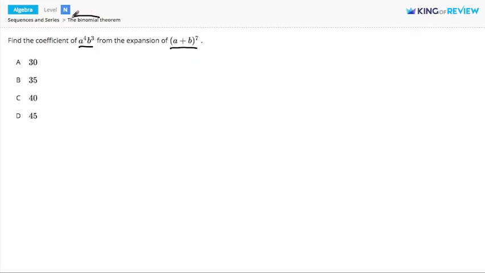Instead, we can use a shortcut called the binomial theorem, which is named after the fact that a plus b is a binomial. It has two terms, a and b. Here's what the binomial theorem says.